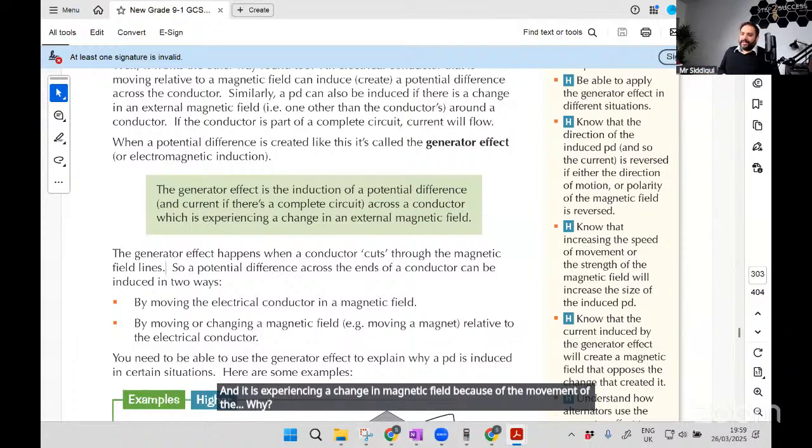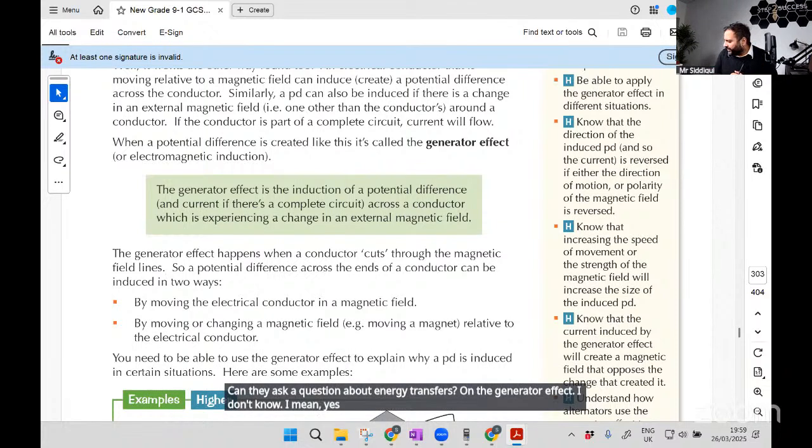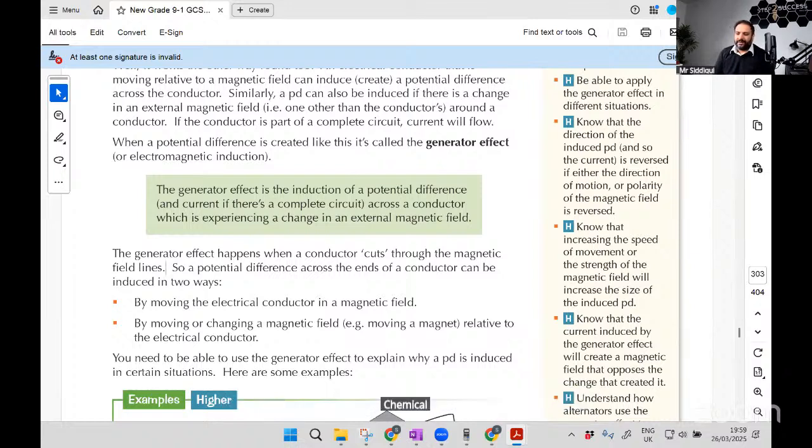Can they ask a question about energy transfers on the generator effect? I don't know. I mean, yes is always the answer to that question. But I don't think so. I'm going to say no. Energy transfers are more basic in terms of just chemical to kinetic, or the other sort of stuff.